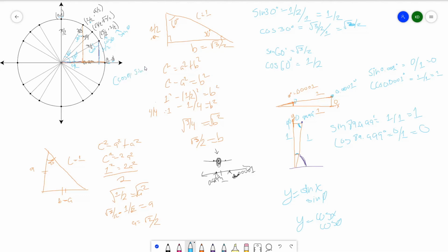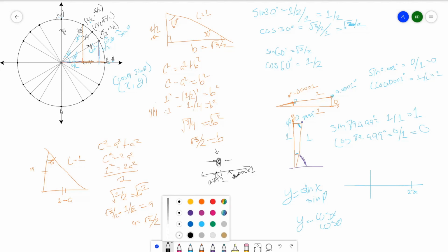So our x is cosine theta and our y is sine theta. So the graph of sine x, so this is 2 pi, because we're going through the circle, so I'm going to label this the rest of the way real quick. So this is 0, -1. This is -1, 0. So the unit circle, I'm going to use the unit circle to graph sine and cosine real quick.